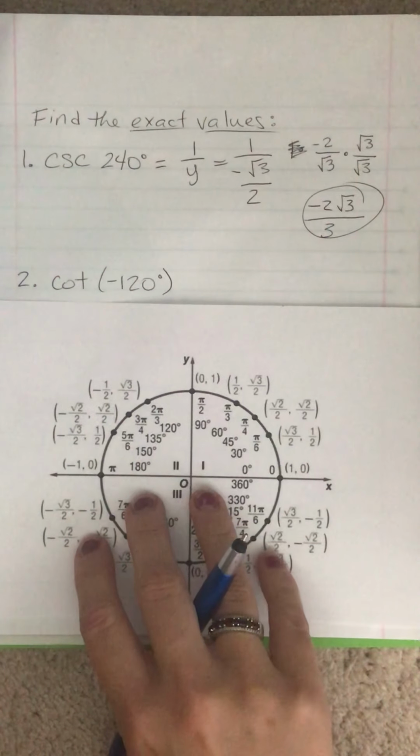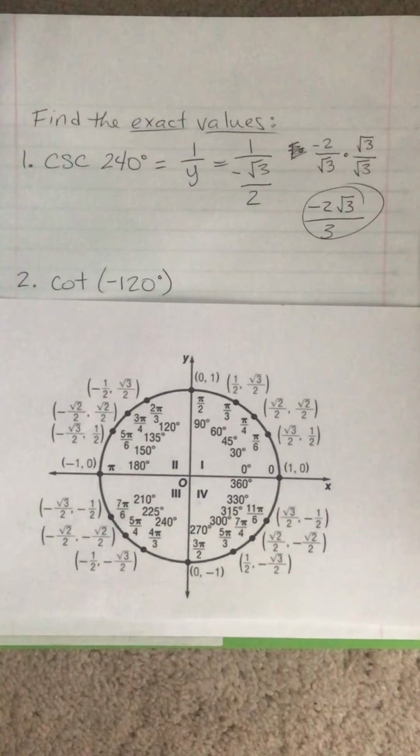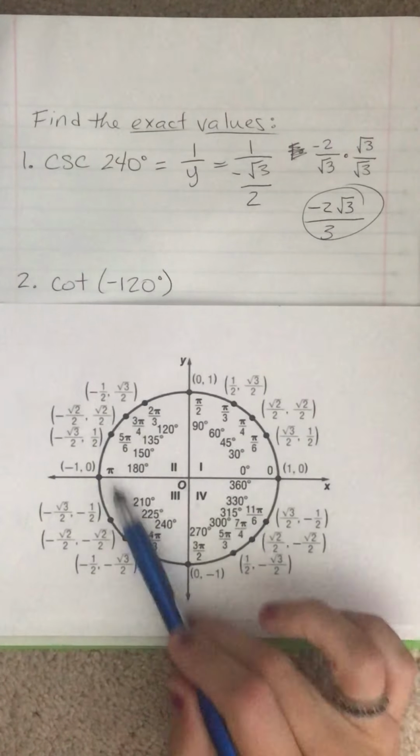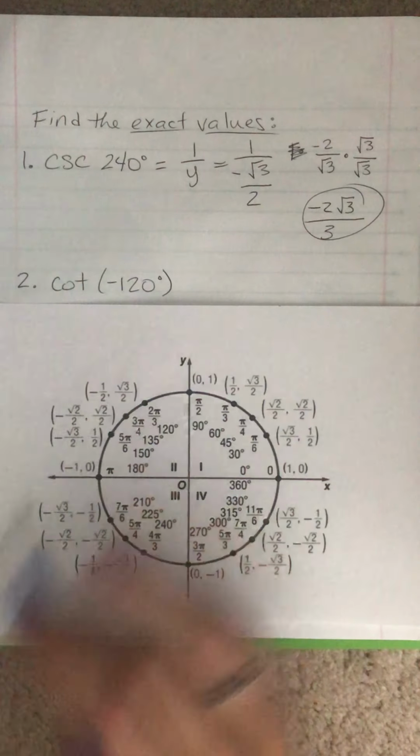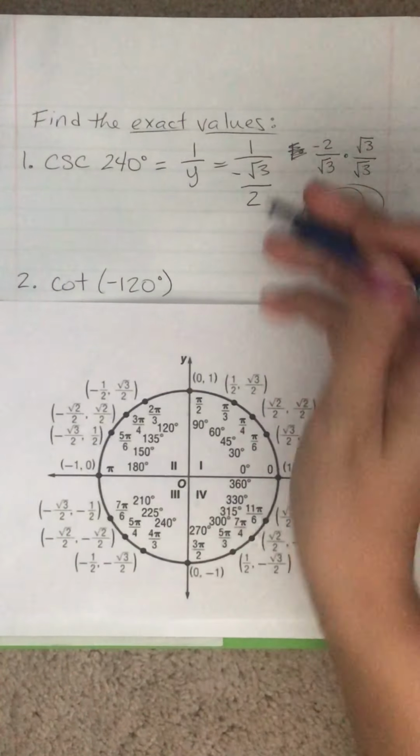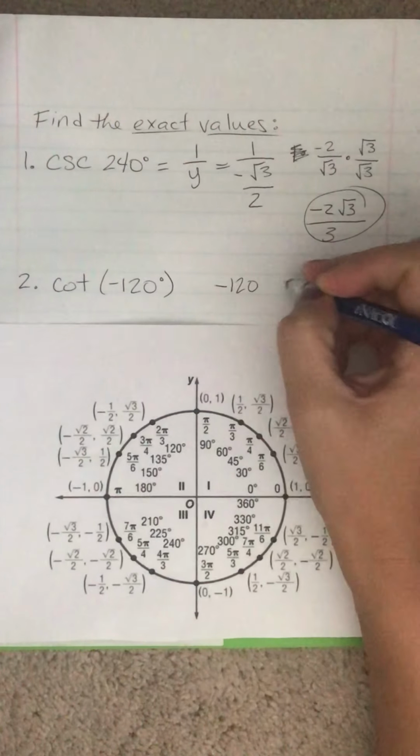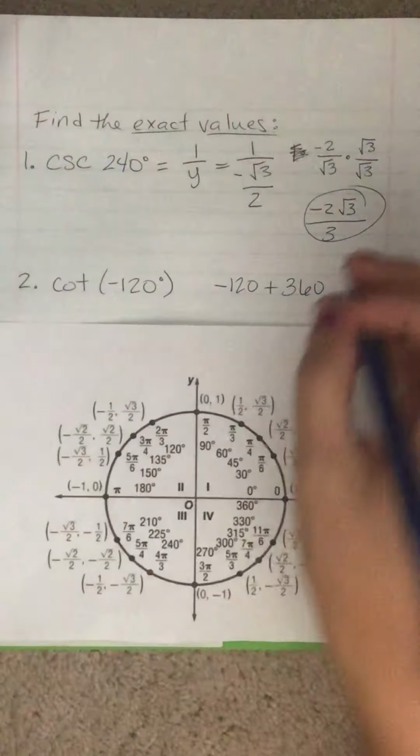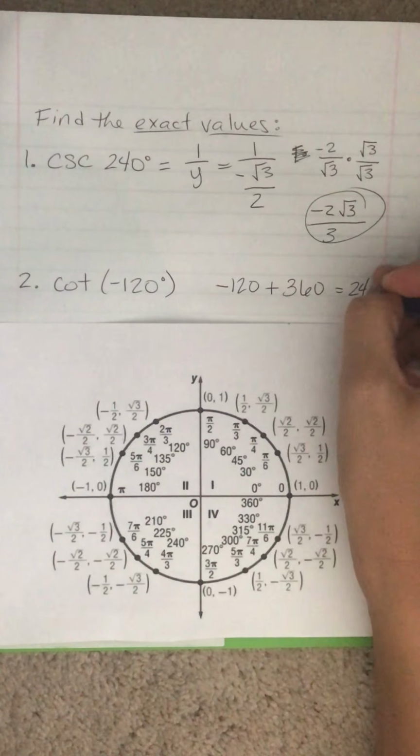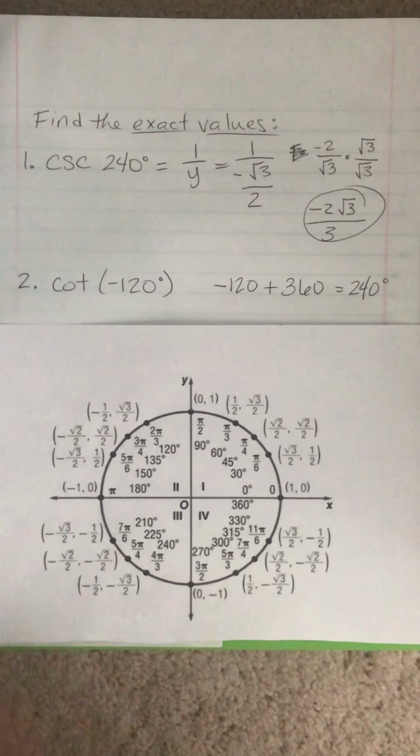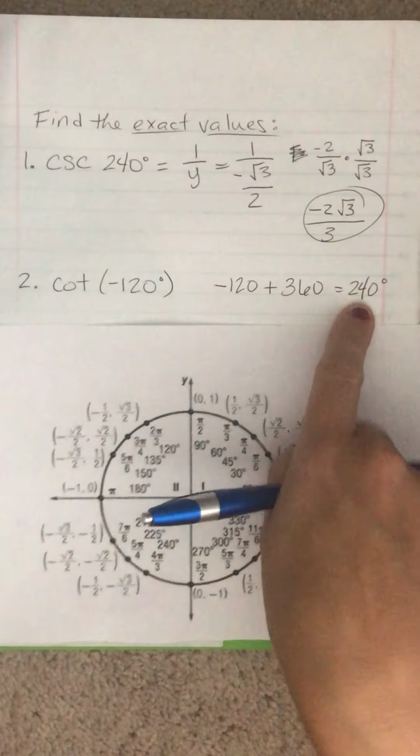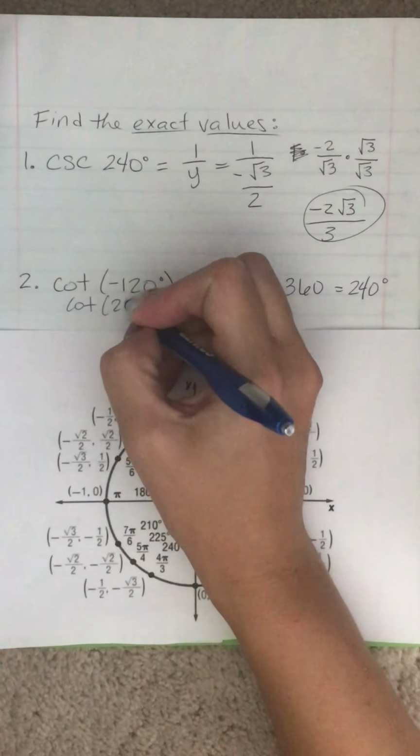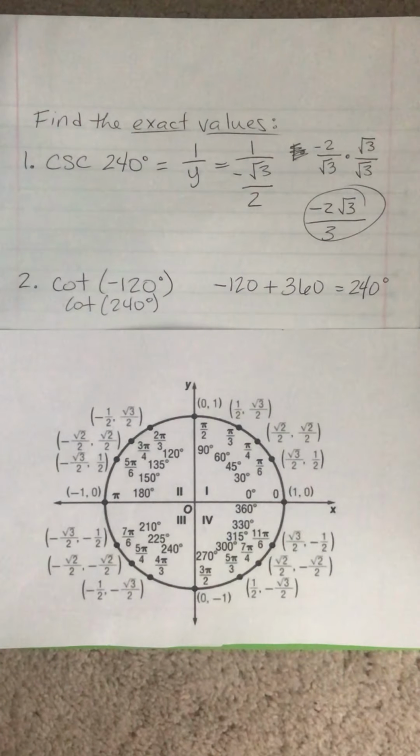Okay, cotangent. Cotangent is the reciprocal to tangent. This is a negative angle, so before we can even do anything with it, we have to first find the coterminal angle. Because it's a negative number, we are going to add 360 degrees to it, which would give us an angle of 240. So we're using the same angle, only we're finding cotangent. So we're finding cotangent of 240 degrees.